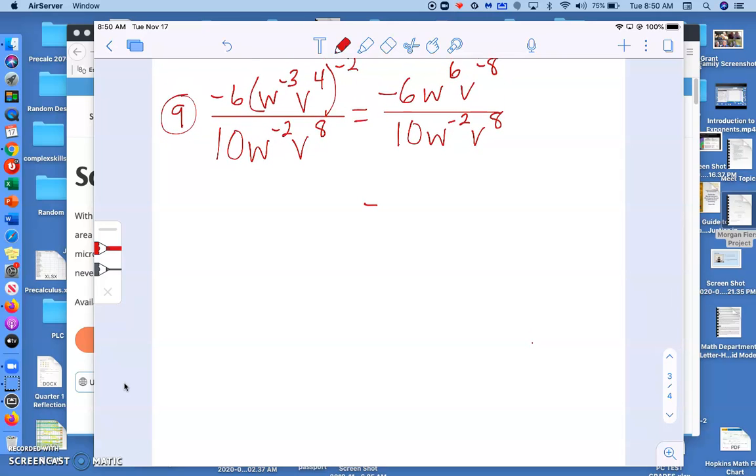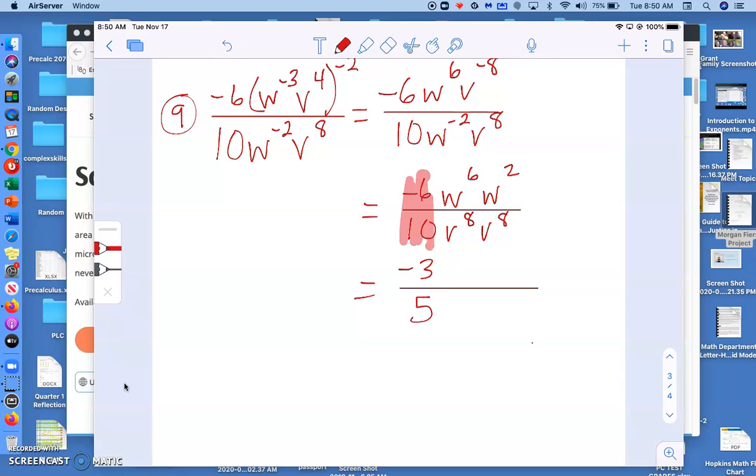Well, now I'm going to deal with the negative exponents. So negative 6 over 10 can stay. W to the positive 6 stays. I have v to the negative 8 on top, so that goes to the bottom. W to the negative 2 goes to the top. V to the 8th, that stays on the bottom. Well, now I can reduce some of these things. So negative 6 over 10, negative 3 over 5.